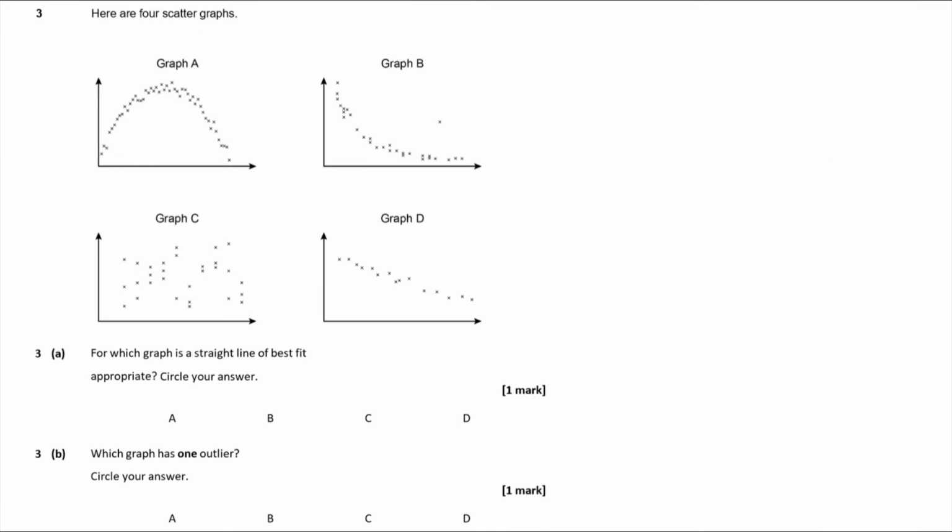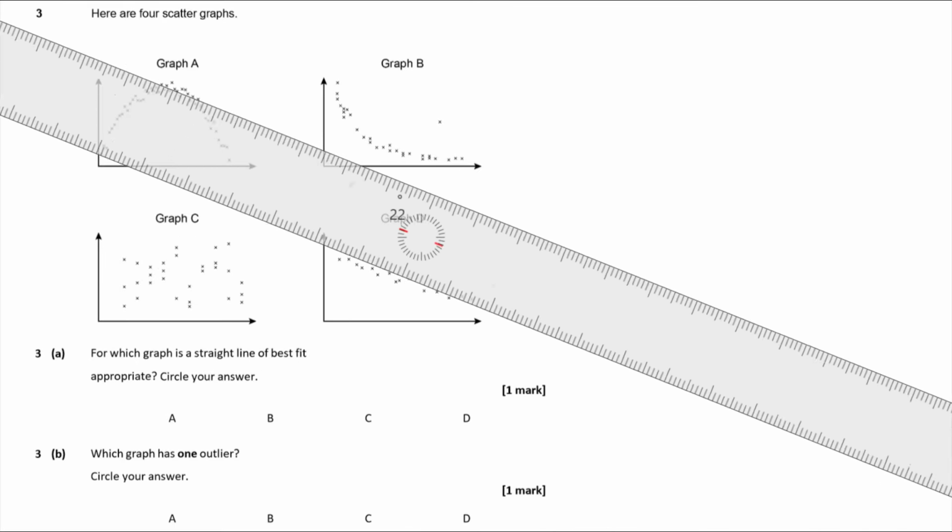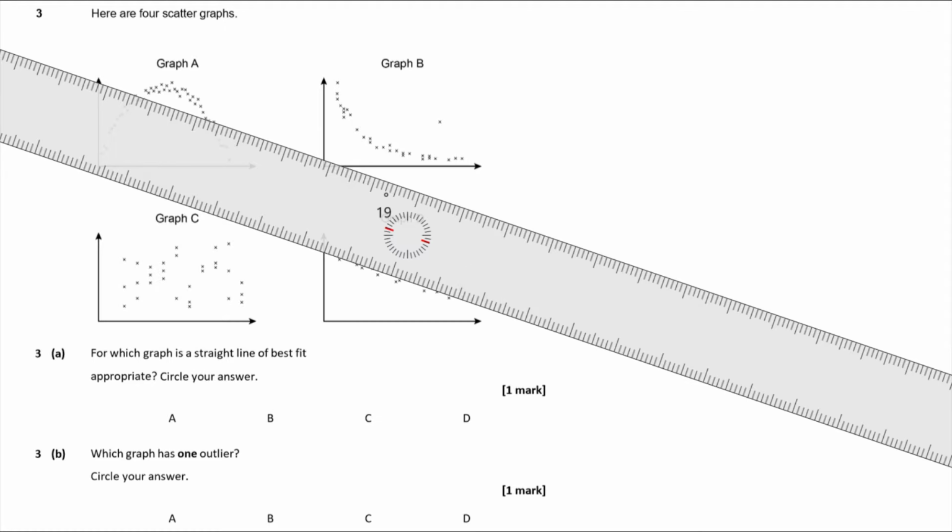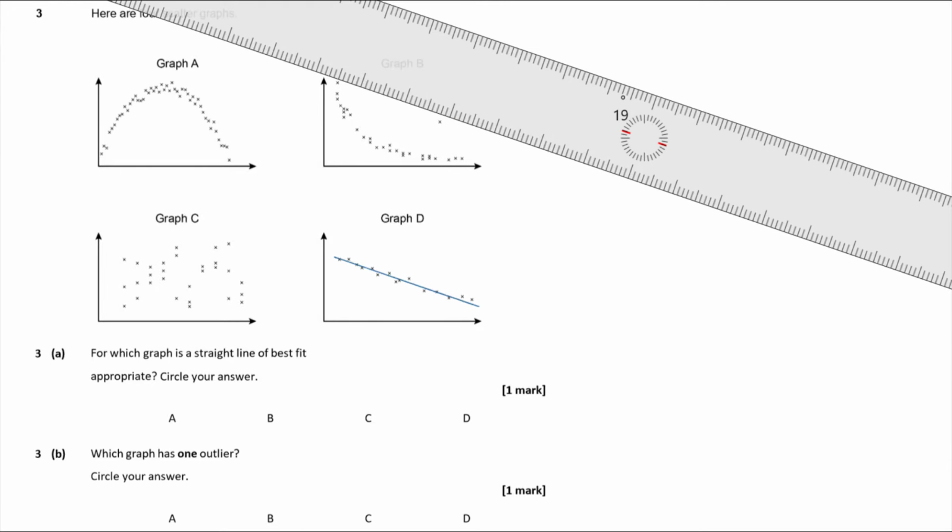Question 3, here are 4 scatter graphs. We've got graph A, B, C, and D. Part A says, for which graph is a straight line of best fit appropriate? Circle your answer. Okay, well there's only one here that's got a straight line of best fit, and that's going to be D, isn't it? It's got negative correlation sloping downwards like that. So we're going to have a better line of best fit, something like that.